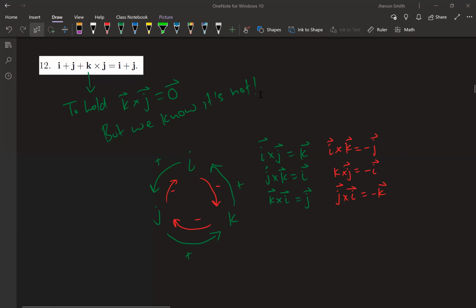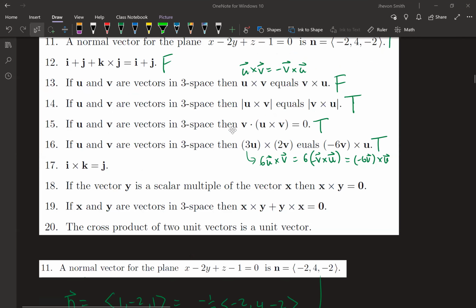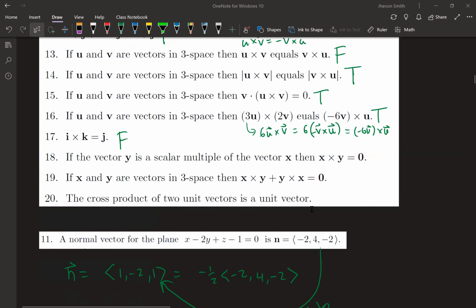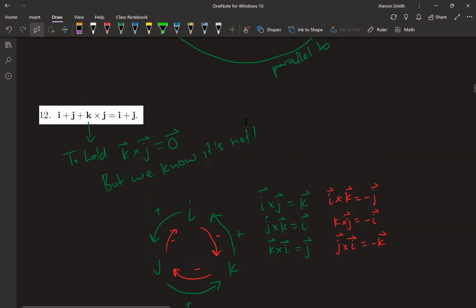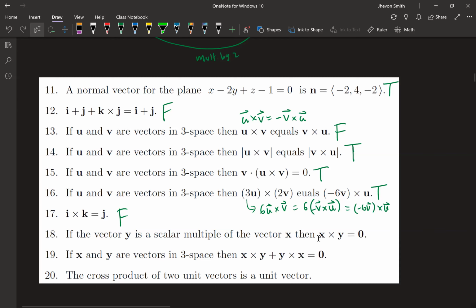It's I cross K. So I cross K, we know that that's minus J, right? So this is false. So remember how the chart is set up. I, J, K running around counterclockwise, like a circle, is the positive direction. Negative direction is going the other way. Once you figure out all the positive ones, going backwards is obviously going to be negative. So that's false. So there you can see the results, 58% to 42%. Most people got it wrong.